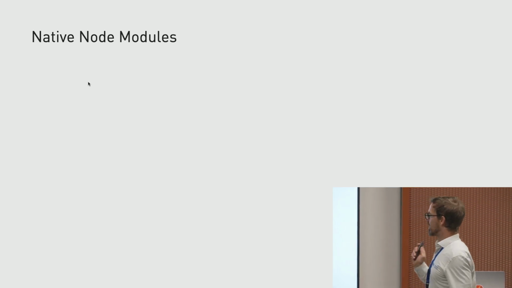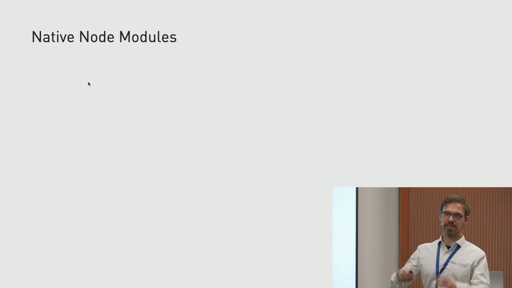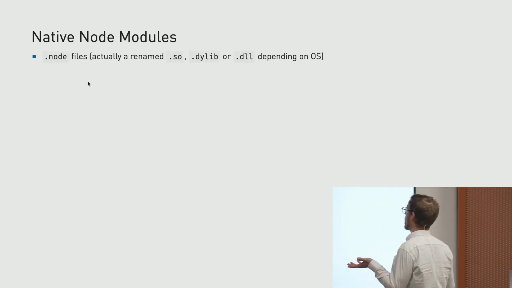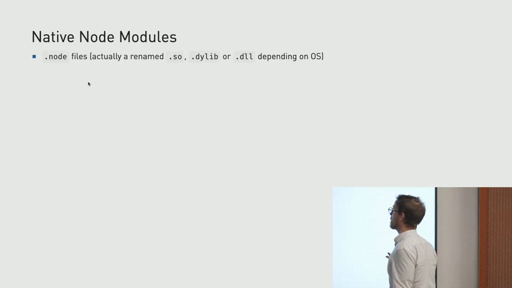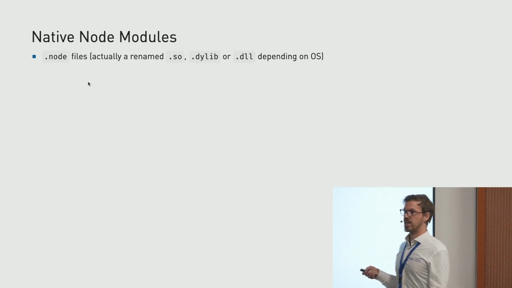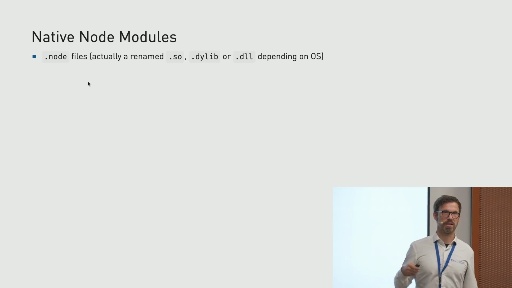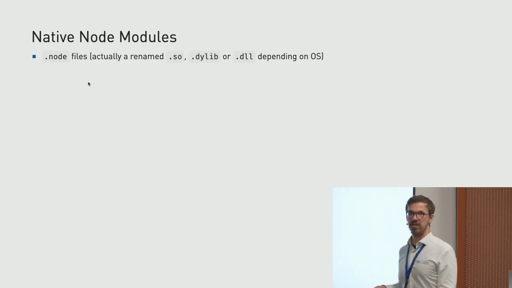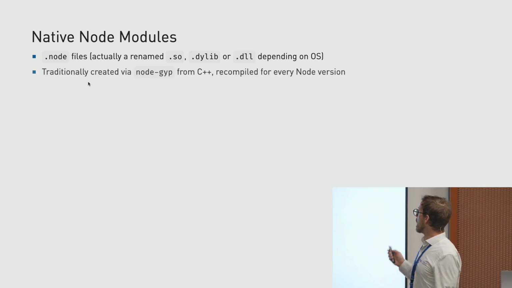So native modules. I mean, when I started this, I had no idea how native modules actually work. Actually, it's really trivial from a perspective. A native module is just a renamed dynamic library. But what the library is depends on your operating system. So on a Mac, it would be a dylib file. On Windows, it would be a DLL, and so on.